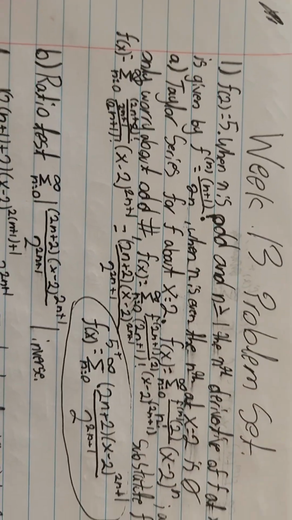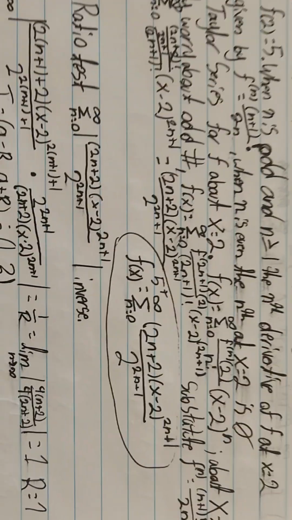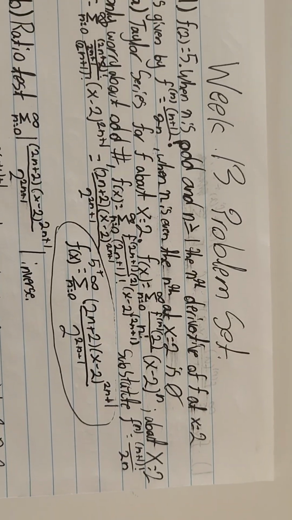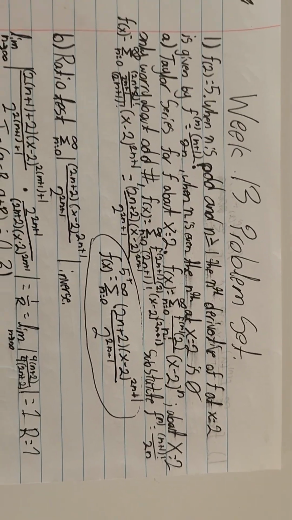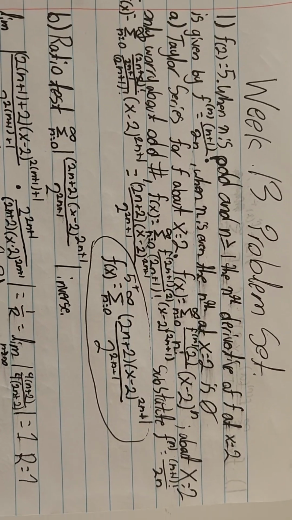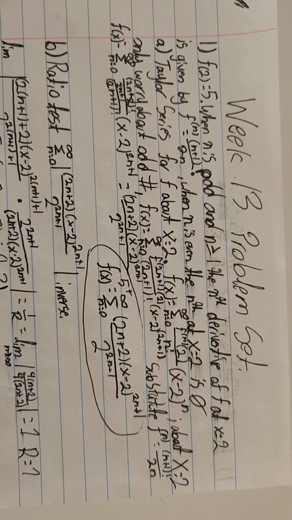I tried to draw the n normal, but it's probably going to confuse me as I go through this. I should have just drawn it as a normal n. And n is greater than or equal to 1. The nth derivative of f at x equals 2 is given by that, and when n is even, the nth term at x equals 2 is 0.